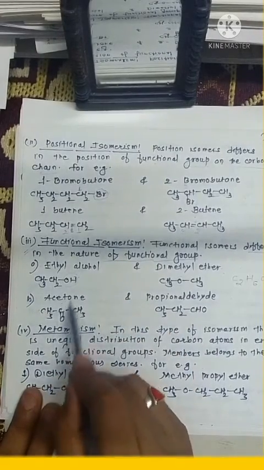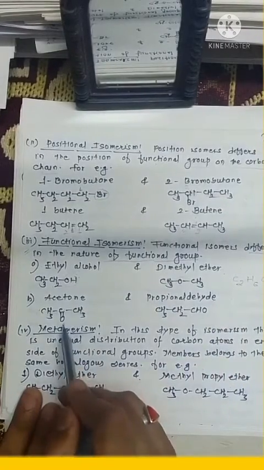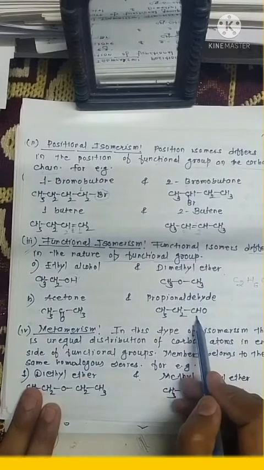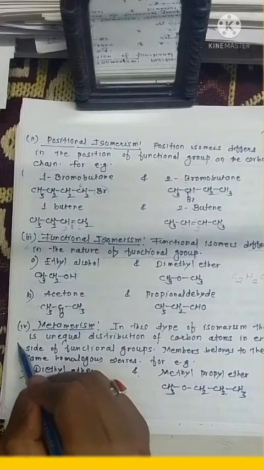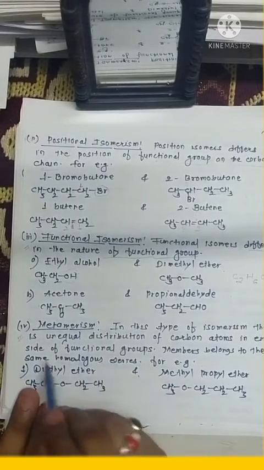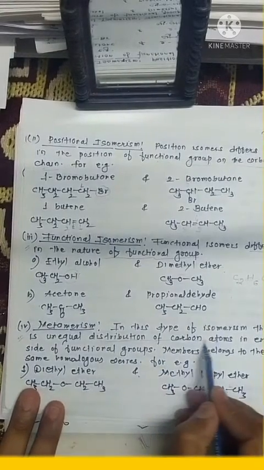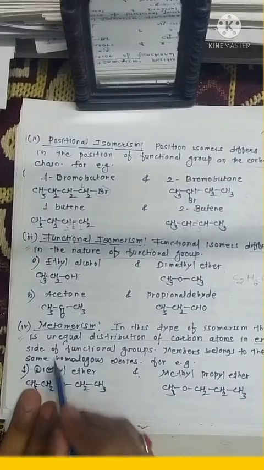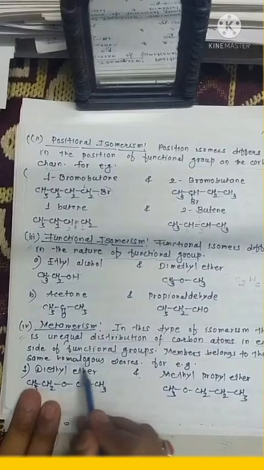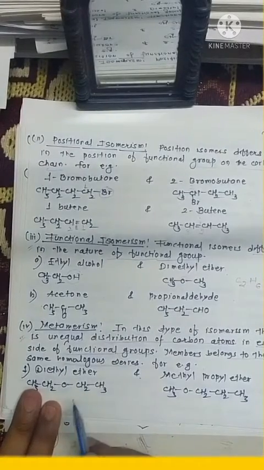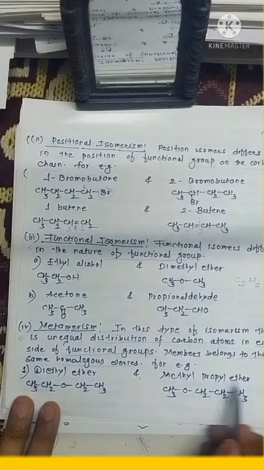Also see the example of acetone and propanaldehyde. In this case, the functionality is ketone. In this case, the functionality is aldehyde. Now we are going to discuss the topic of metamerism. In this type of isomerism, there is unequal distribution of carbon atoms on either side of the functional group. Members belong to the same homologous series. It is important.